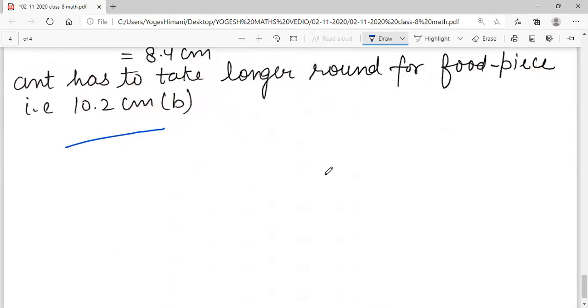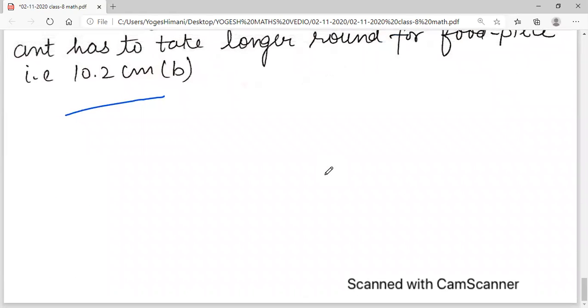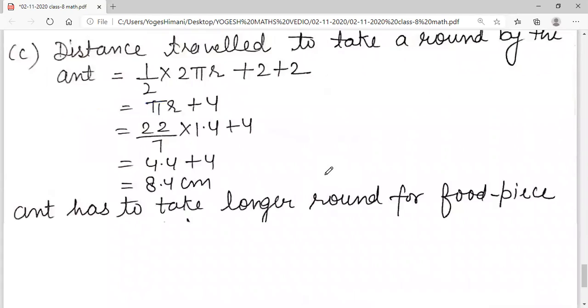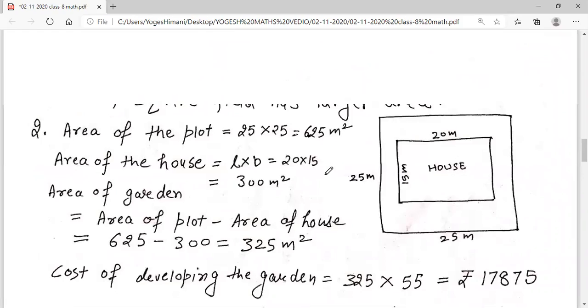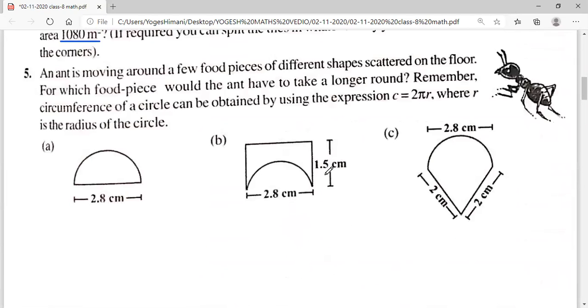Okay. So next he said, next we can say that, remember, circumference is 2 pi r, and the main question was which piece has the longer round. So our correct answer is B part.